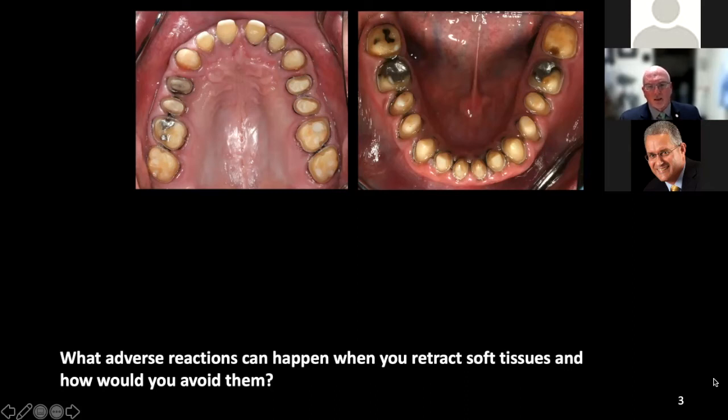Using a technique that is, and I usually use a 2-cord technique. Sometimes a single cord technique if the margins or the finish lines are supragingival. As far as how would I avoid them, additionally, the type of astringent that I would use and the cord that I would use, the length of time that it's left in the sulcus, I would make sure that it's not too long.